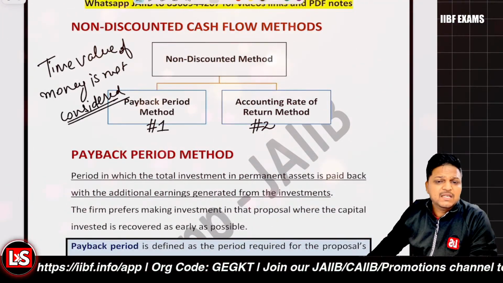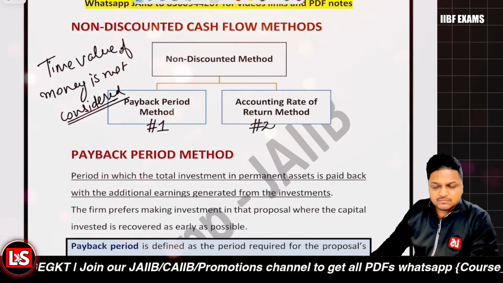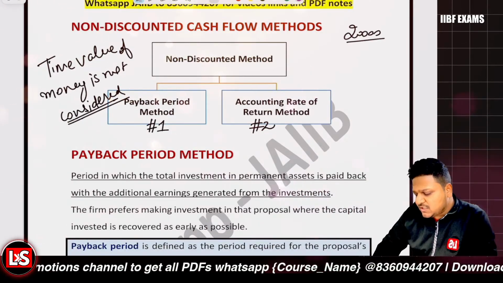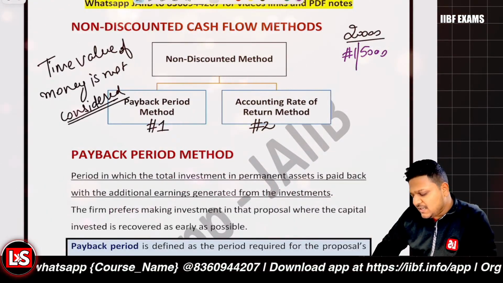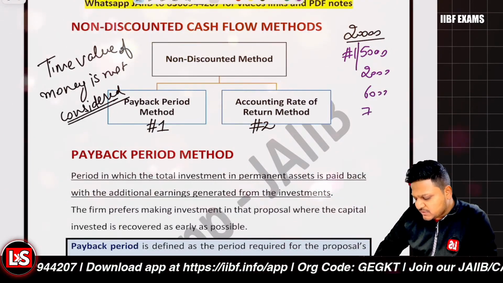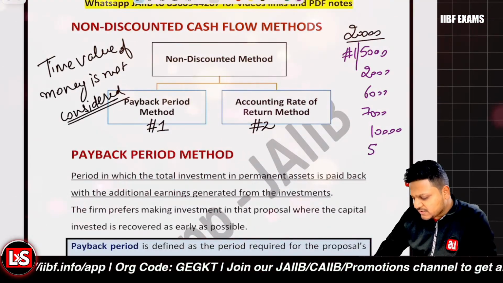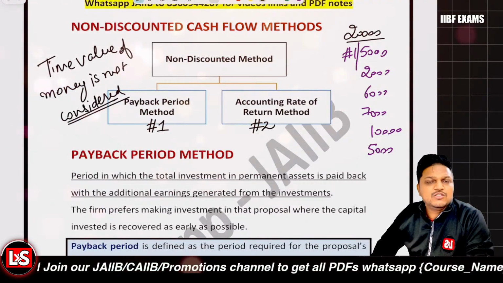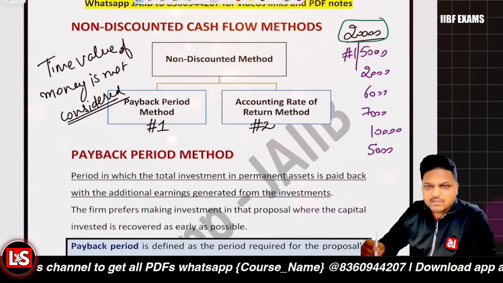So what is payback period? Let's say you are having a cash outflow of 20,000. In the first year, you received 5,000. In the second year, 2,000. Further 6,000 and 7,000 and 10,000 and 5,000 again. Now the payback period would be the period in which you'll be receiving your original paid money. You originally paid 20,000 rupees.